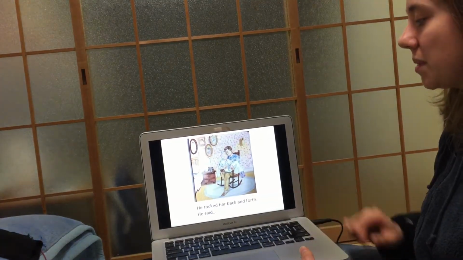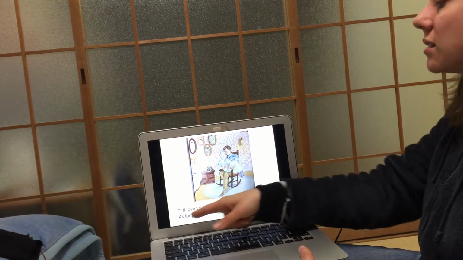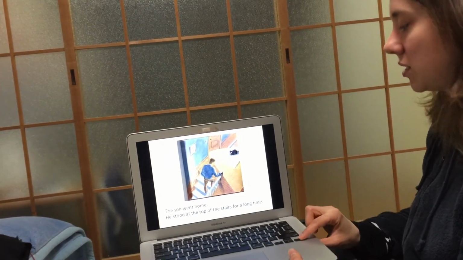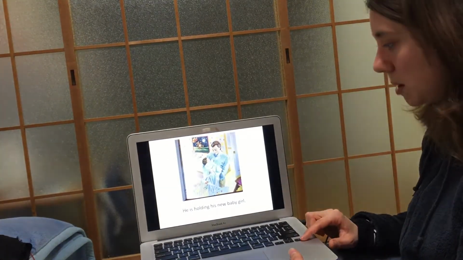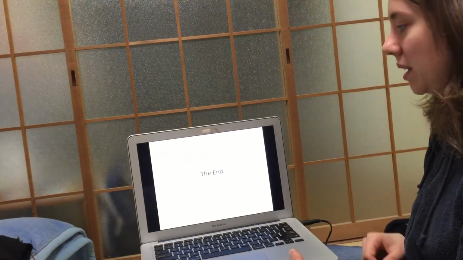The son picked her up. He rocked her back and forth, and he said, "I'll love you forever. I'll like you for always, as long as I'm living my mommy you'll be." The son went home. He stood at the top of the stairs for a long time. He went into his baby's room. He is holding his new baby girl. He rocked her back and forth, and he said the love poem. The end.